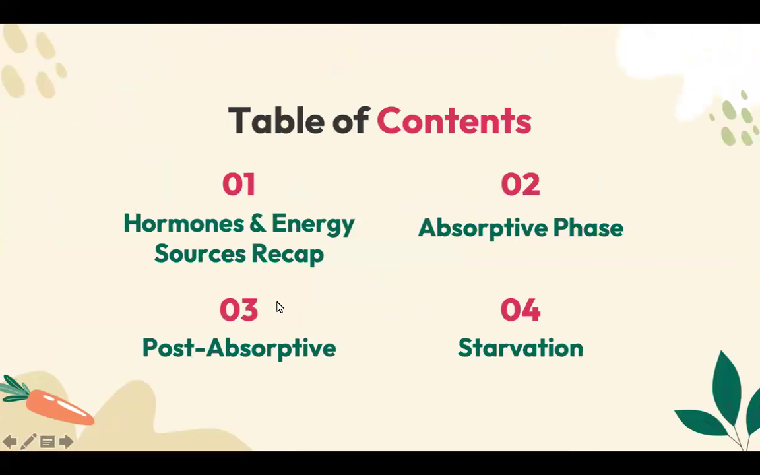We'll start with a recap on hormones and energy sources. I really recommend going through the previous MOL lectures you took because it'll help you understand this lecture better. It includes a lot of basic stuff. And then we'll move on to the 3 phases of feed-fast cycle, starting with the absorptive phase, then the post-absorptive phase, and lastly, starvation.